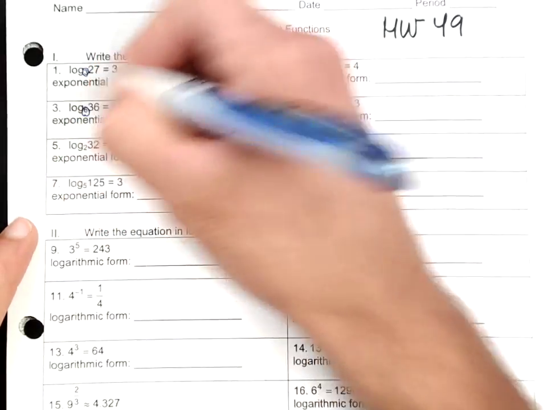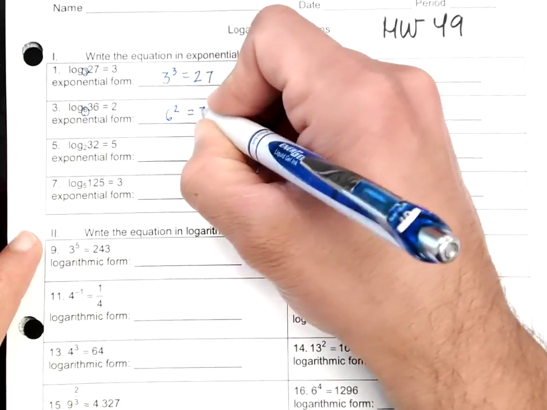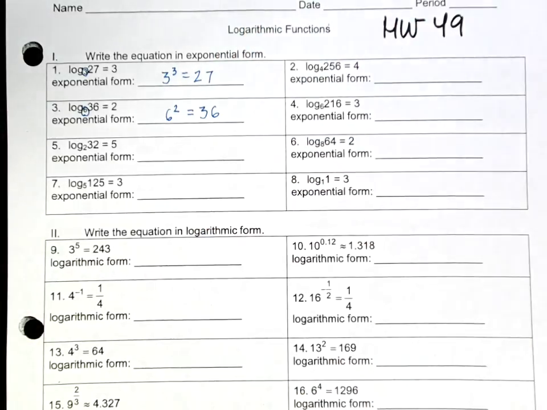If we do one more, like number 2, that'd be 6. That's the base of the exponent. And we're going to switch the 36 and the 2. 6 squared is 36, just like that. So that's what we're doing for the first 8. Because the first 8, that's all you're doing.